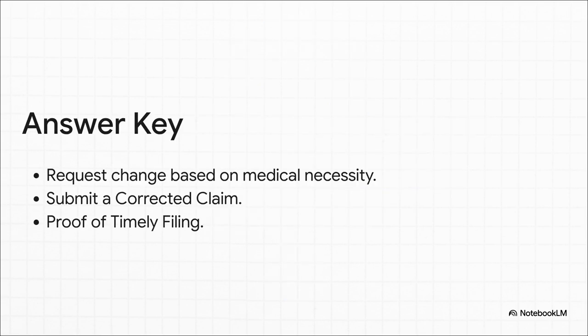Here are the answers. Mastering these tactical distinctions will ensure your healthcare provider avoids losing thousands of dollars to completely avoidable procedural write-offs. So for number 1, a Level 1 appeal is a formal request based on medical necessity. For number 2, if coding made a mistake, you just send a corrected claim. And for number 3, if you're fighting a timely filing denial, you absolutely must include your proof of timely filing, or POTFL.